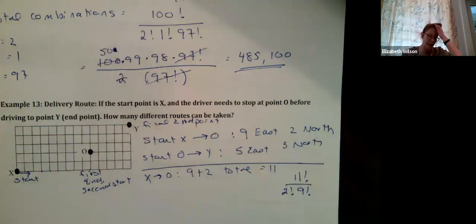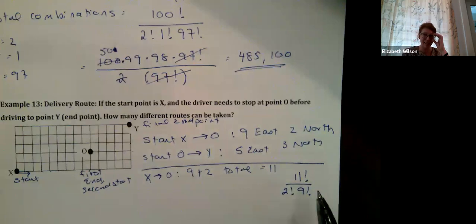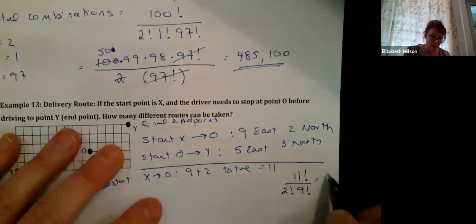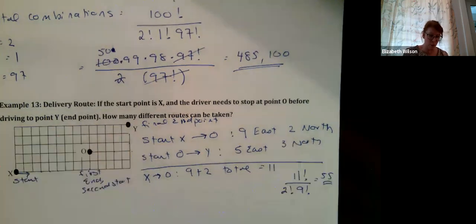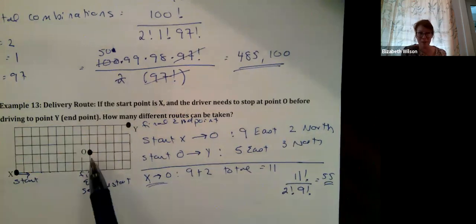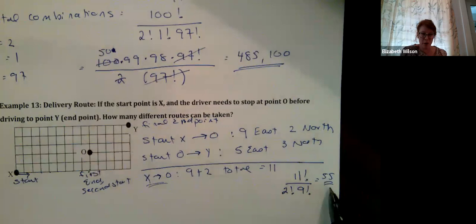And I can multiply it out because 11 factorial contains a 9 factorial, so I can multiply things out. This is small enough you can probably do it on your calculator. When I do this out, I get 55 total, just going from X to O. This is why you don't want to sit here and try to count them out yourself. Okay, so we're coming up with a way to think about it.